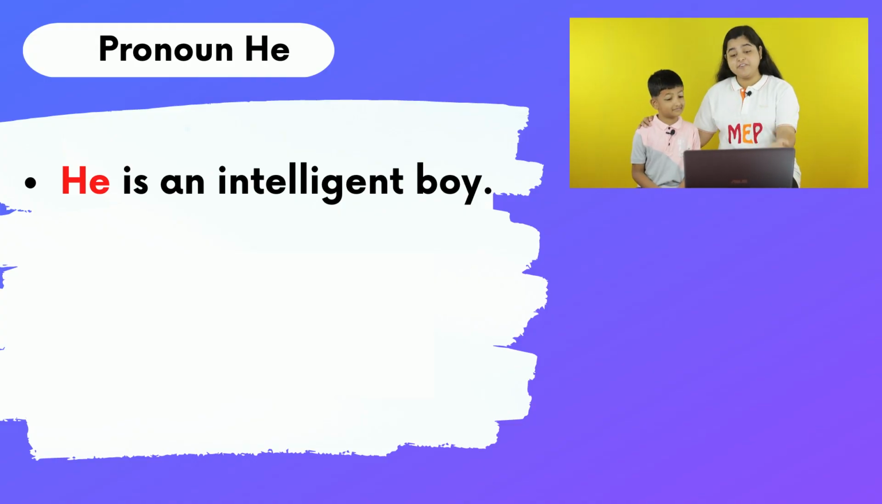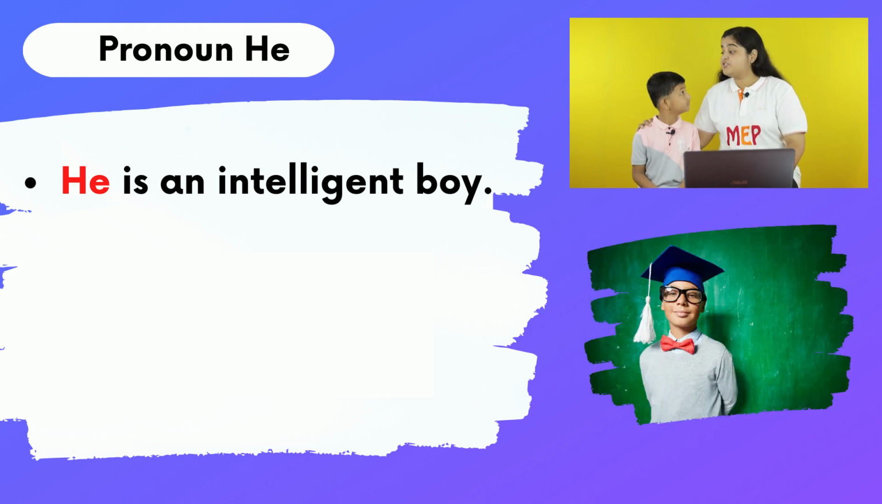So, Rudy, our first example of pronoun he: He is an intelligent boy. So, why have we used the pronoun he in the sentence? Because the person is masculine. Correct. So, whenever we talk about the third person male, we always use the pronoun he.